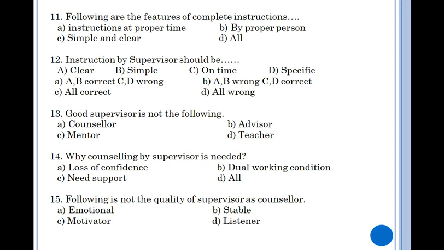Question number 15. Following is not the quality of supervisor as a counselor. As we have seen, what are the qualities of a supervisor when he is counseling the workers? We have four options: A, emotional; B, stable; C, motivator; and D, listener. Supervisor must handle all the workers, so he must be a stable one. Second, he must be a motivator to motivate the workers to get good work from the subordinates. He should be a good listener so that he can listen to everyone and give a correct solution.